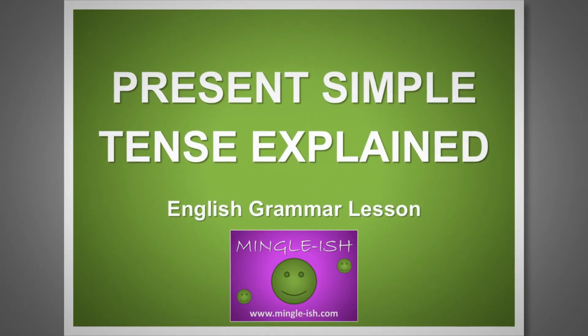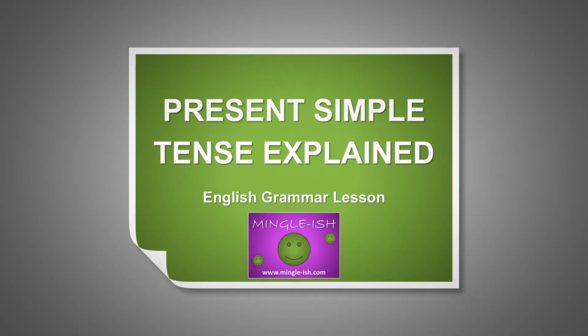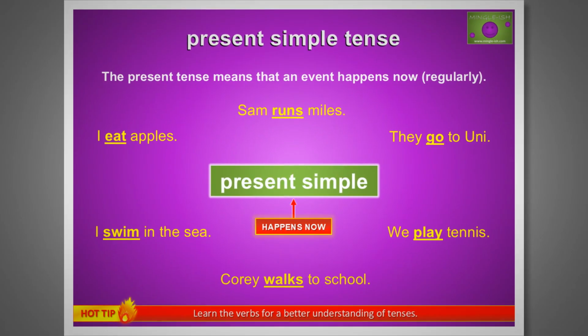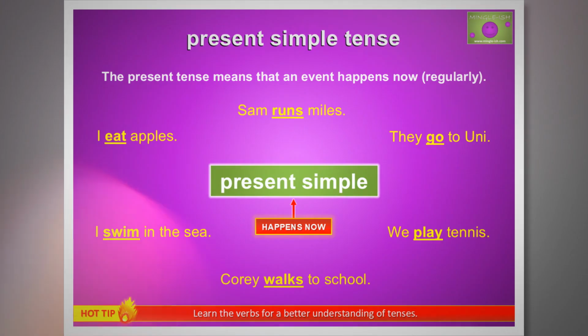Present simple tense explained. English grammar lesson. The present tense means that an event happens now. This doesn't necessarily mean it's happening at this exact moment, but it happens regularly. It describes a routine. For example, Corey walks to school. This is something Corey does regularly.